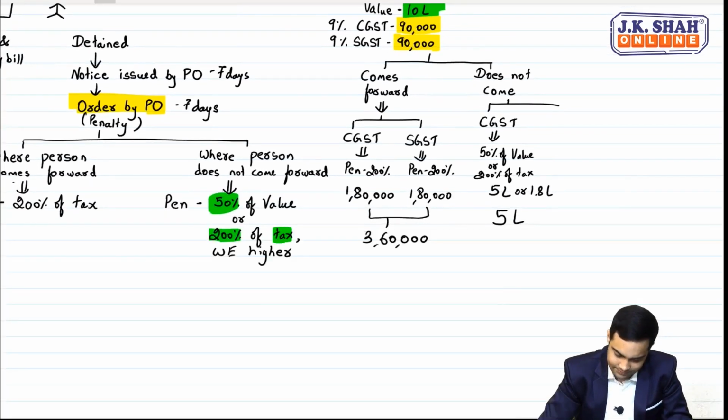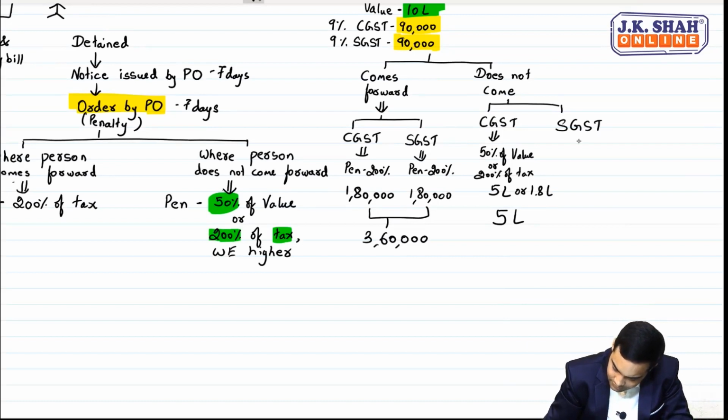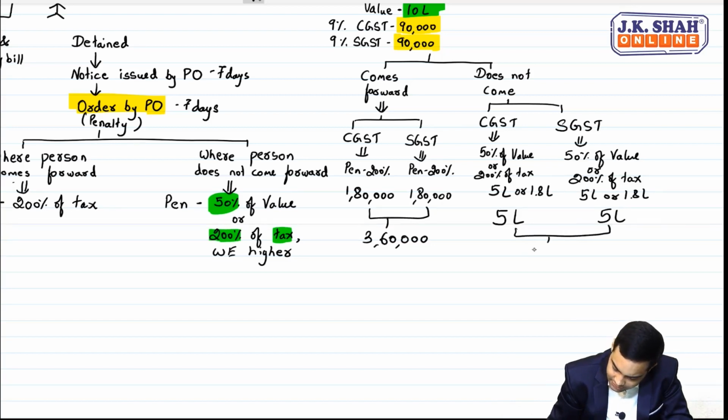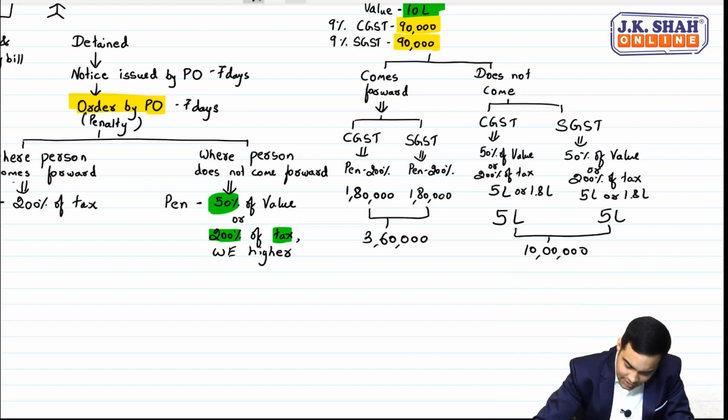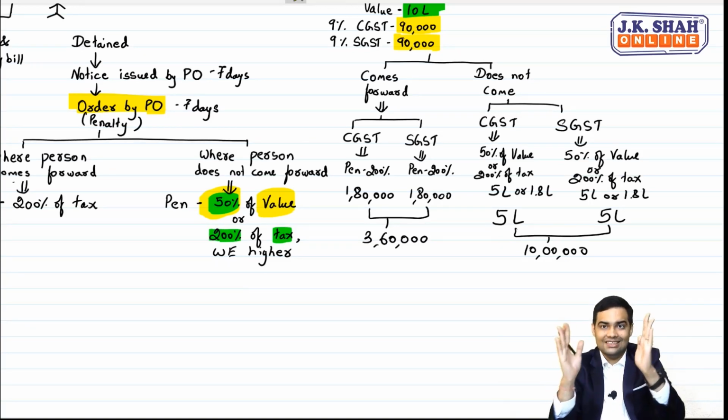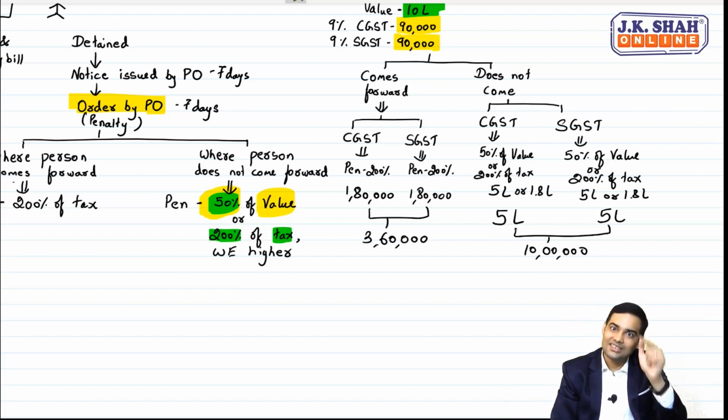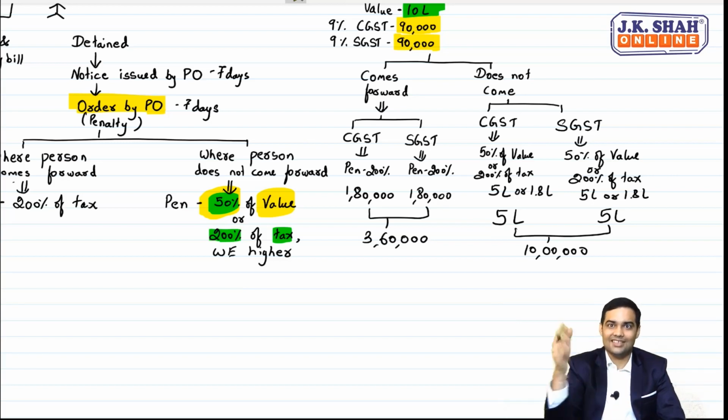Under SGST, sir, do the same thing. 50% of value or 200% of tax, whichever is higher. So 5 lakh or 1.8 lakh, 5 lakh is higher, sir. So the total penalty will be 10 lakh. Do you agree with this? So remember, when we are saying 50% of value, we actually mean 100% of value, CGST and SGST taken together. That means government will eat away everything as penalty. Sir, tax we have to pay on this, obviously, that is separate. This is only penalty. Are you clear with this?